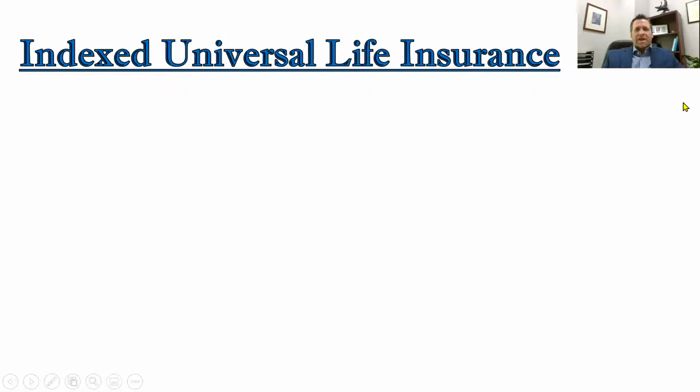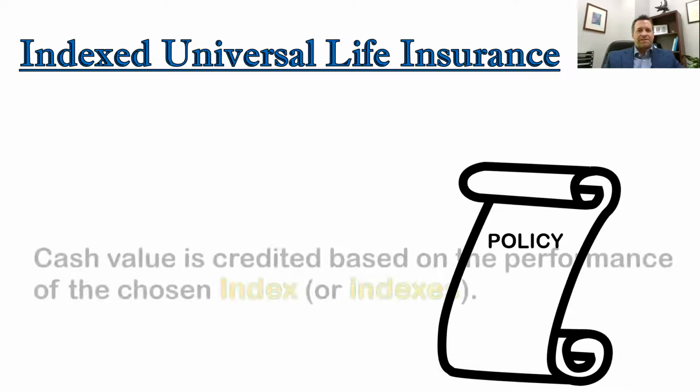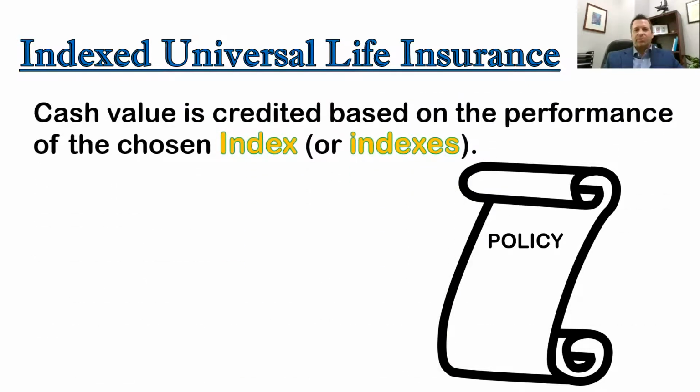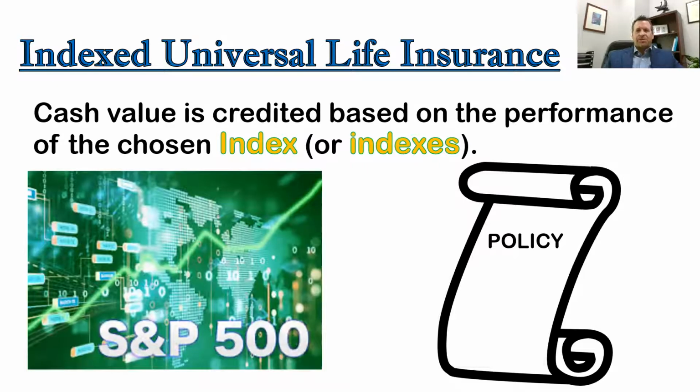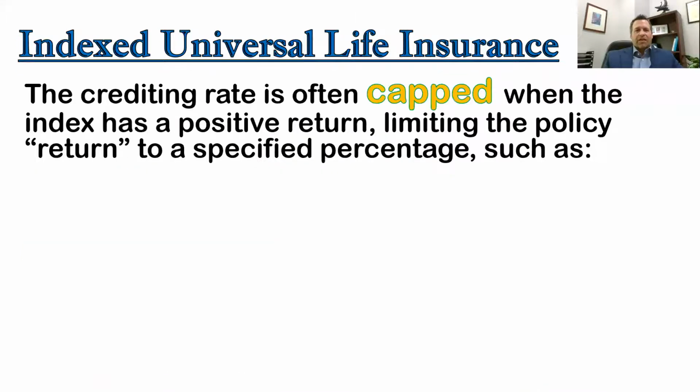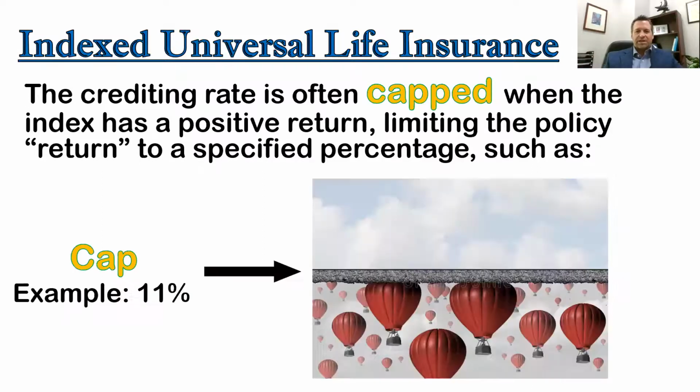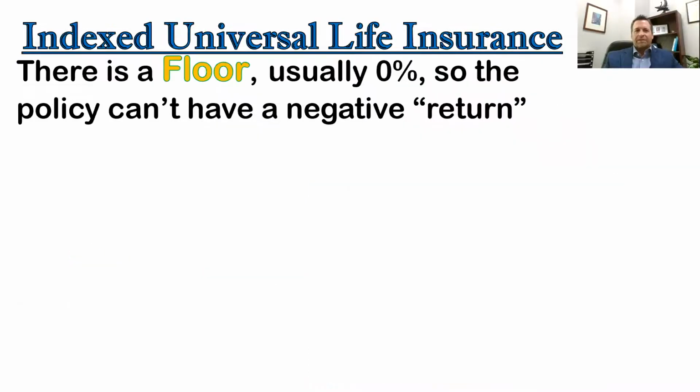Three main things that people tend to understand about IUL. The first is that the policy cash value is credited based on the performance of the chosen index or indexes. So maybe that's the S&P 500. However that performs, that credit goes to the policy. The second thing people understand is that the crediting rate is often capped when the index has a positive return, limiting the policy return to a specified percentage, such as 11%. And the last thing that people understand is that there's a floor, usually 0%, so the policy can't actually have a negative return.